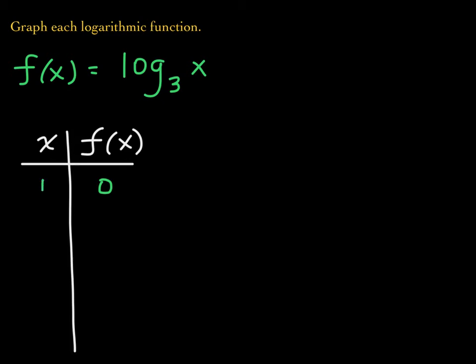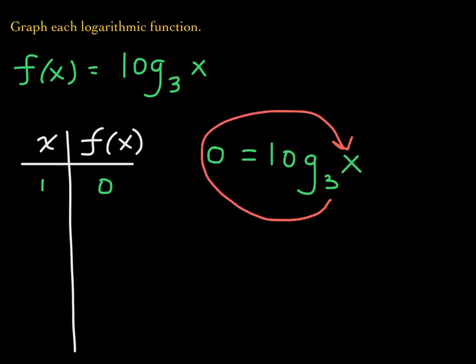So 1 comma 0 is on our curve. Now let me just show this really quickly. This is what we did here. Sorry, f of x was 0. So we had this, right? That's what we did. We plugged 0 in for y. And then you and I did this a little while ago. 3 raised to this power gives me x, right? Remember that when we switched it to an exponential? So 3 raised to the 0th power gives me x. That is 1 is equal to x. So that's how I found that.